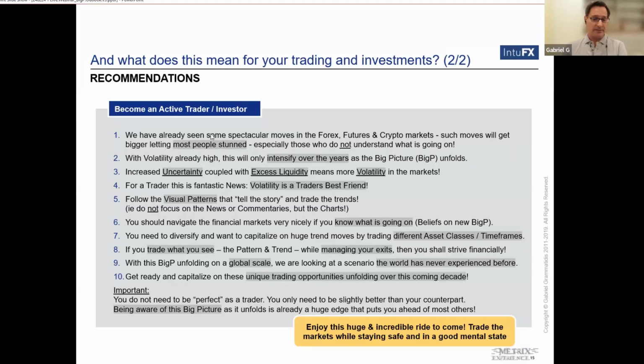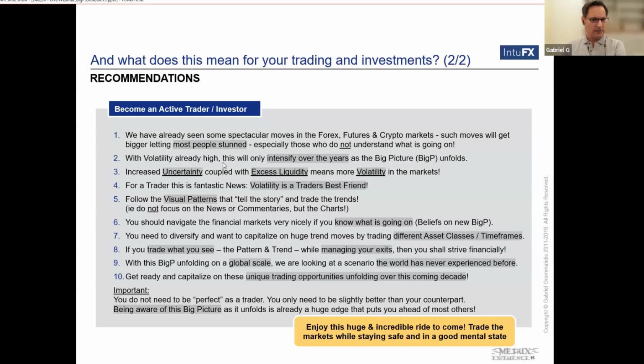Well, we've already seen spectacular moves in all those markets: Forex, futures, crypto. But these moves will get even bigger, right? We have not ended. They will go bigger. We've just started. And this will leave most people stunned if they don't understand the underlying reason for it and why. Especially those who do not understand what is going on will be stunned, and they will freeze in fear.